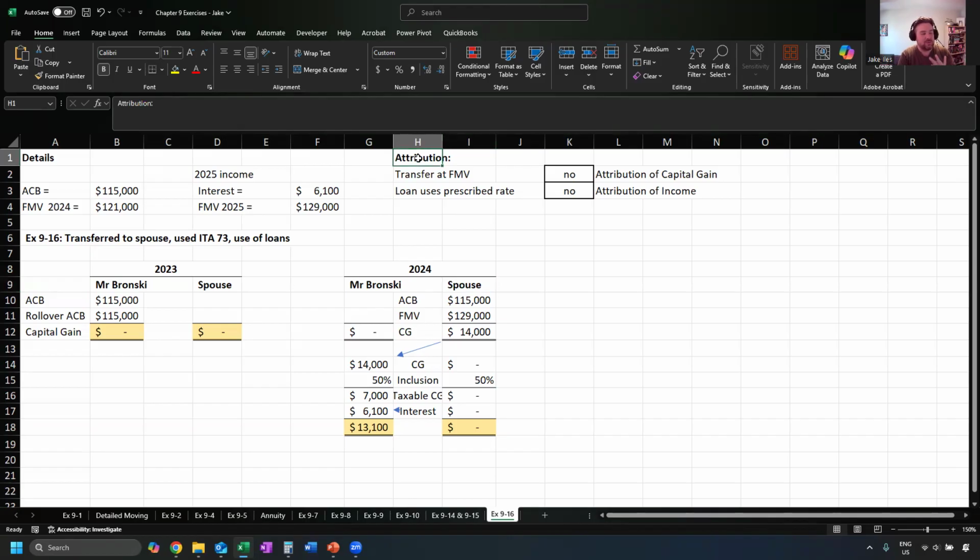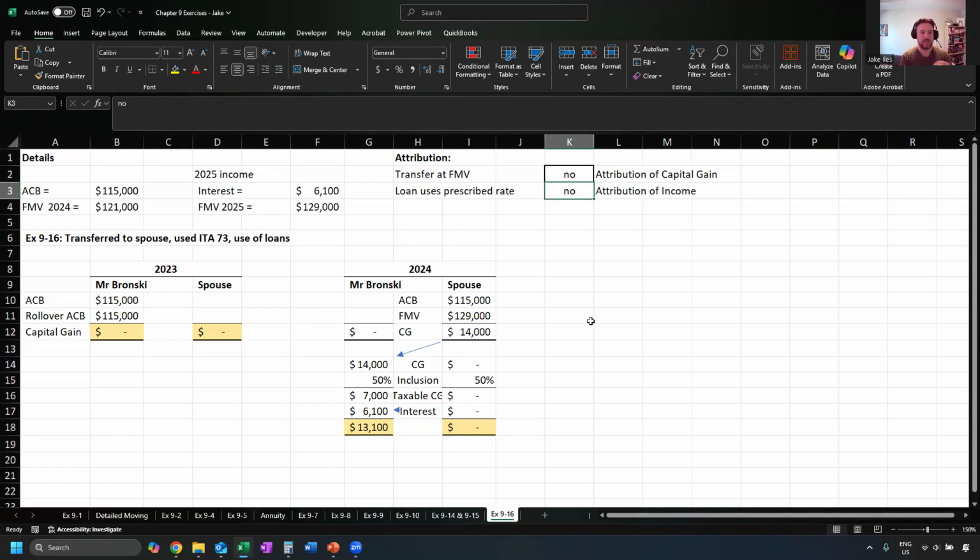So I have tried to put this handy little guide here of how we attribute capital gain and attribute the income. Did we transfer at fair market value? If the answer to that is no, then we're going to be attributing capital gain. Did we pay for the property? Or if not yet paid, is the loan charging interest at a prescribed rate? If the answer is no, neither of those are happening, then we are going to attribute the income. So if I transfer at cost, but my spouse did pay for it at cost, we might still attribute the capital gain, but we wouldn't attribute the income.